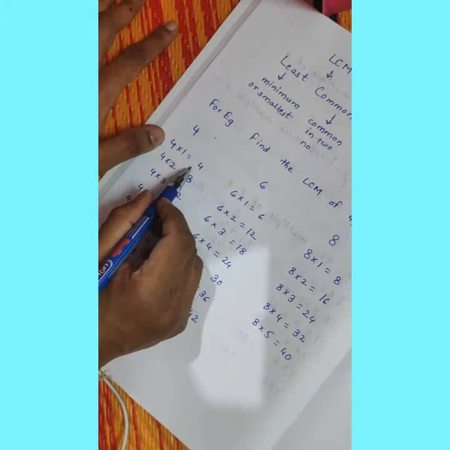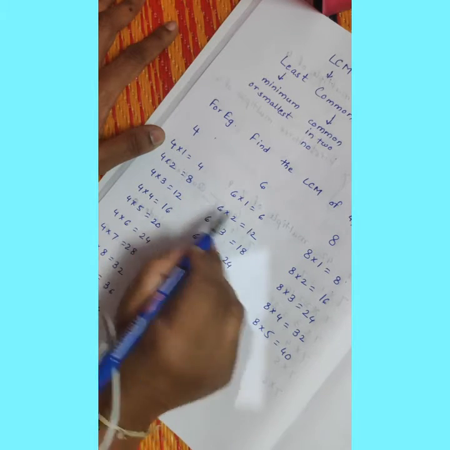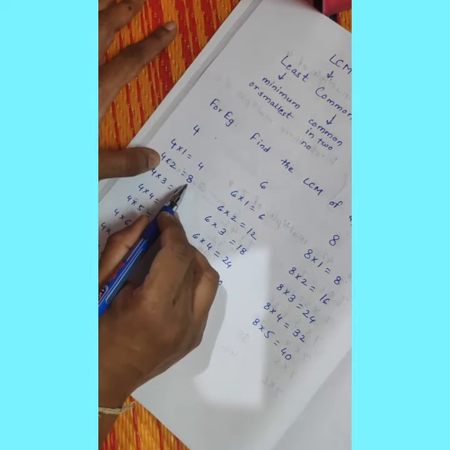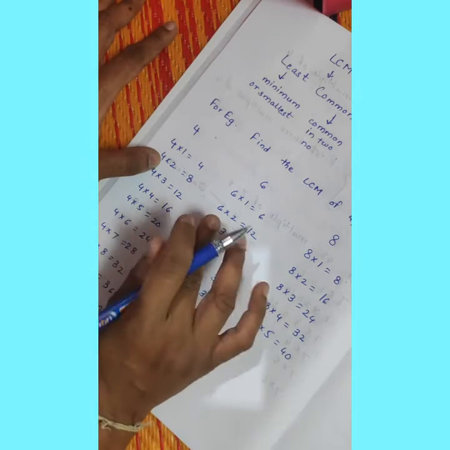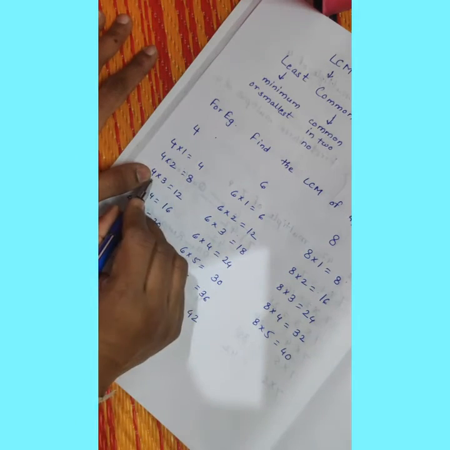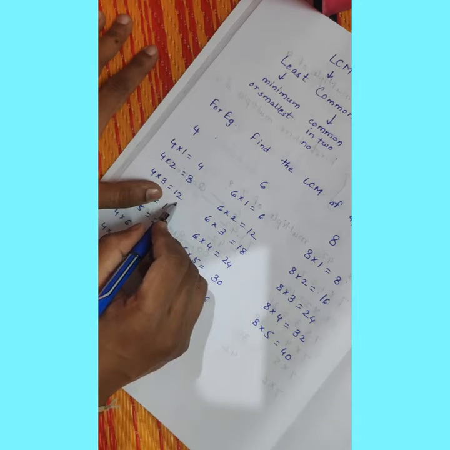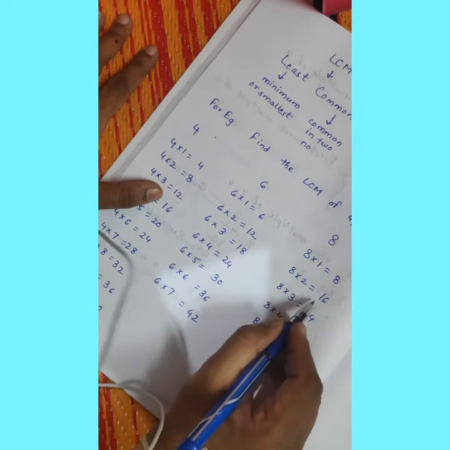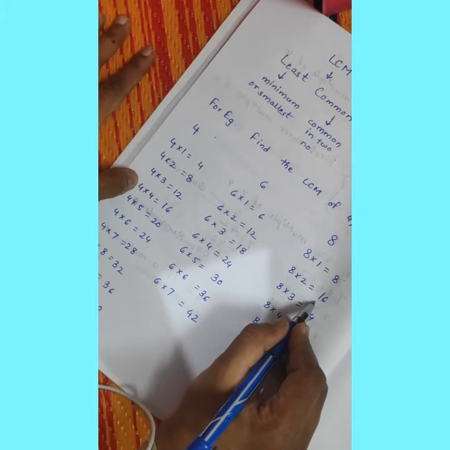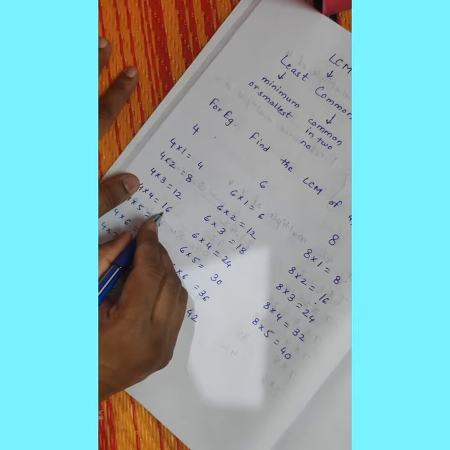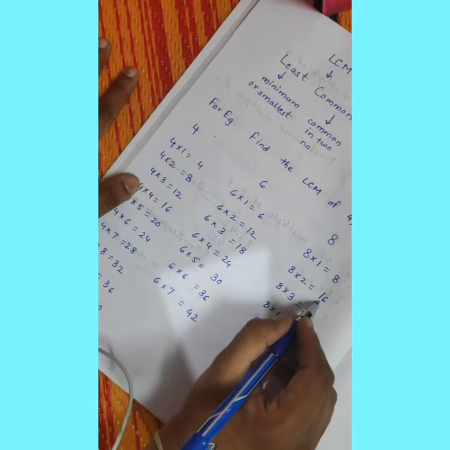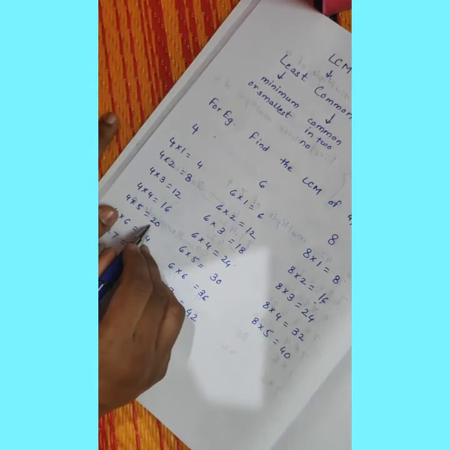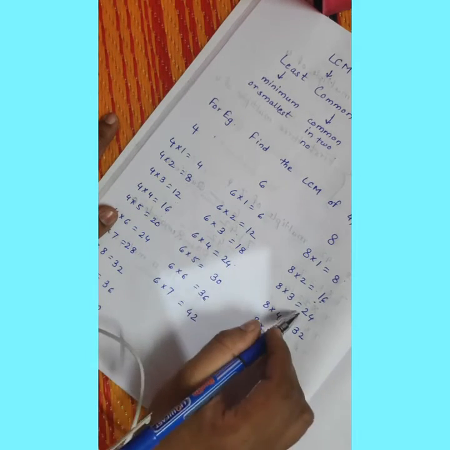See, 4 is here but 4 is not there in the table of 6, so it is not common. Now 8 is in the table of 4 and the table of 8 but not in the table of 6, so it is not common. 4 threes are 12. 12 is there in the table of 4 and the table of 6 but not in the table of 8, so again it is not common. 4 fours are 16. 16 is in the table of 4 and the table of 8 but not in the table of 6, so again not common. Now 20 is not there in the table of 6 and 8.